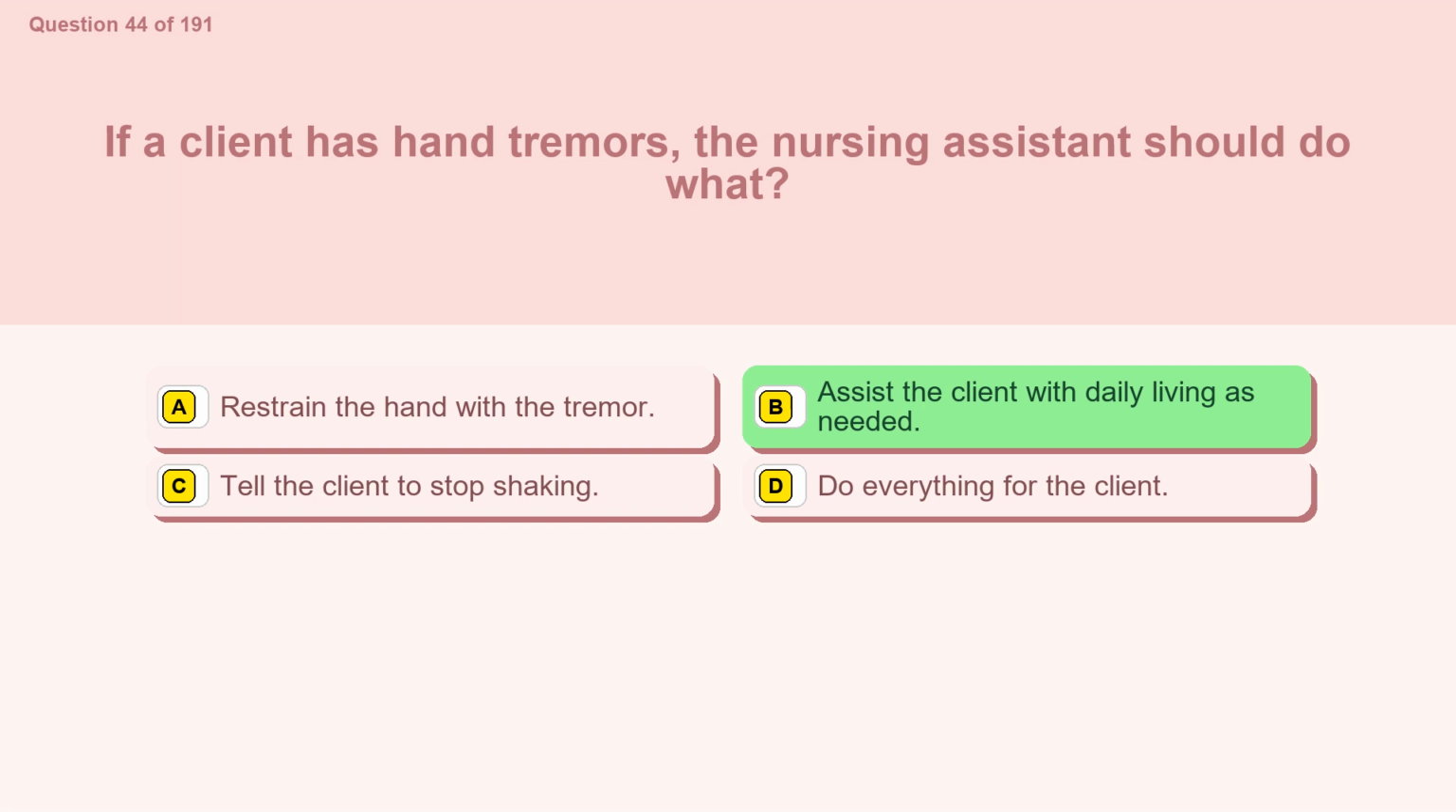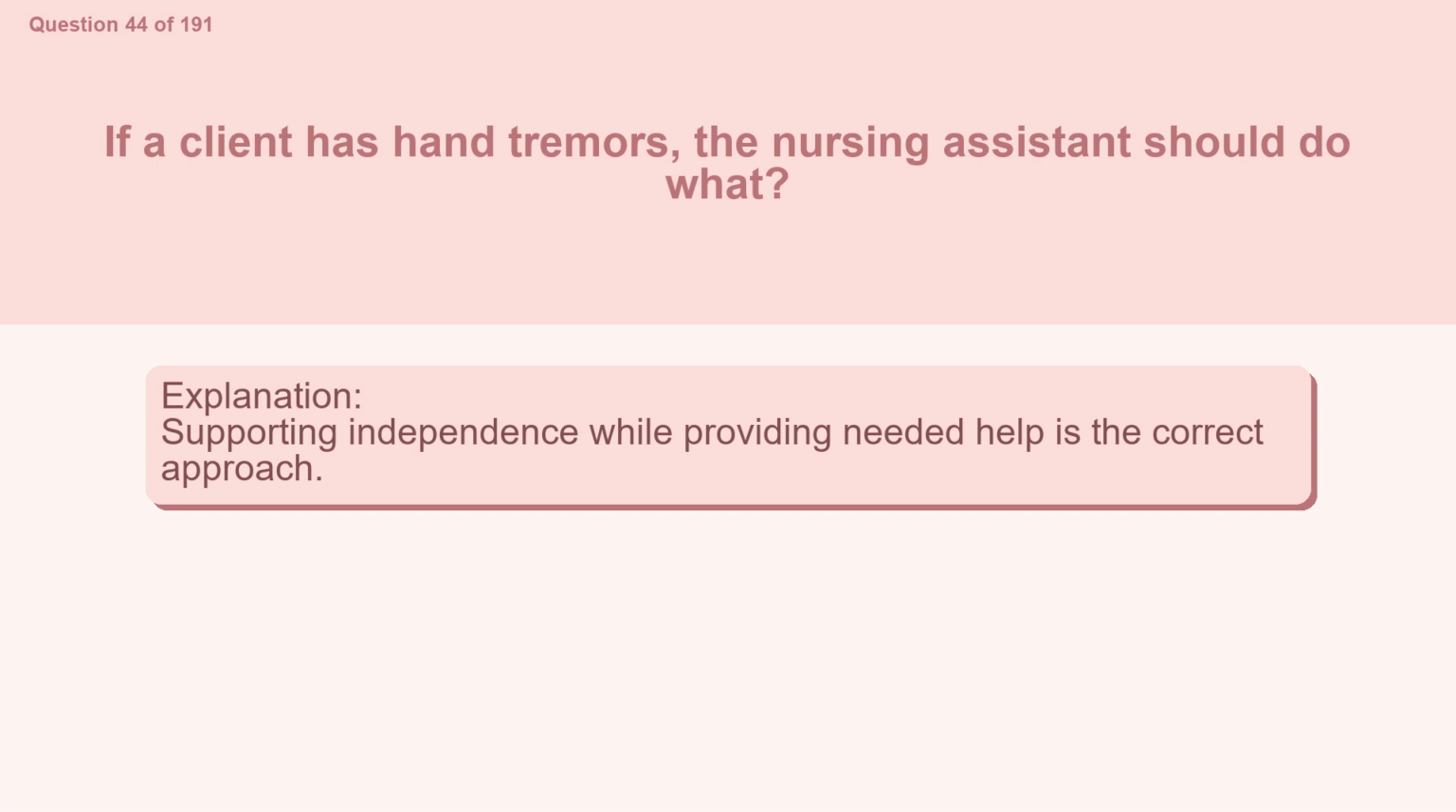The correct answer is option B. Assist the client with daily living as needed. Supporting independence while providing needed help is the correct approach.